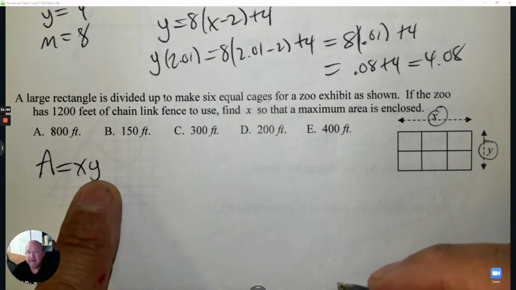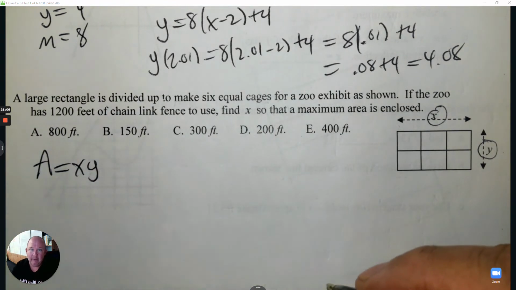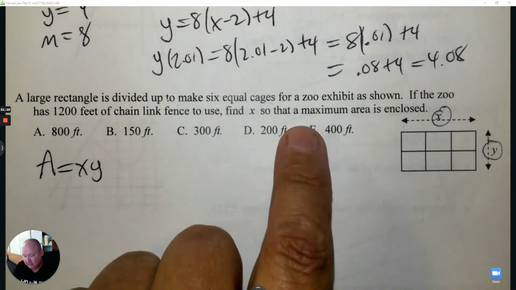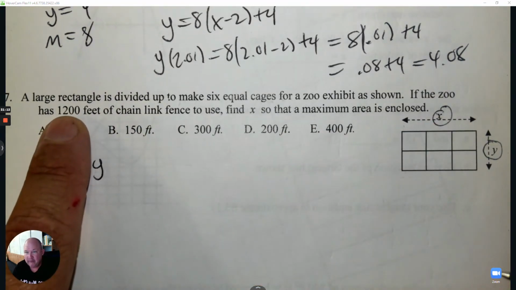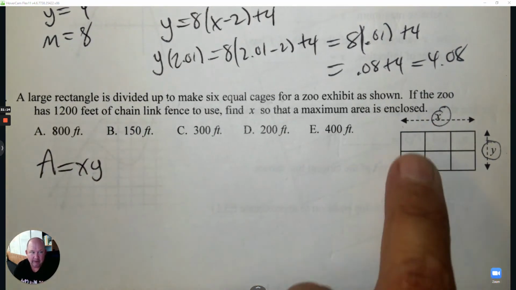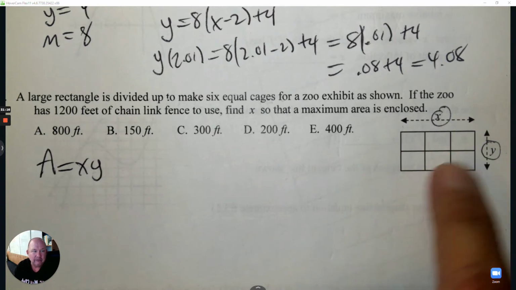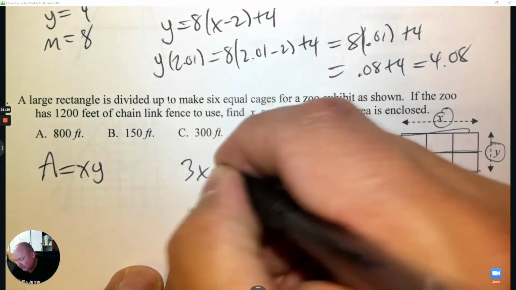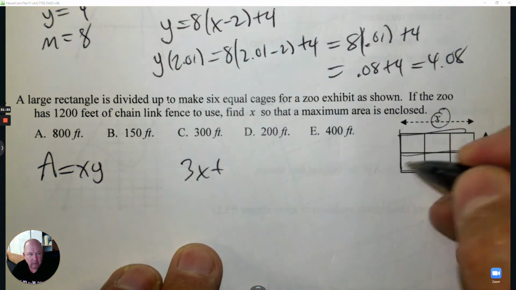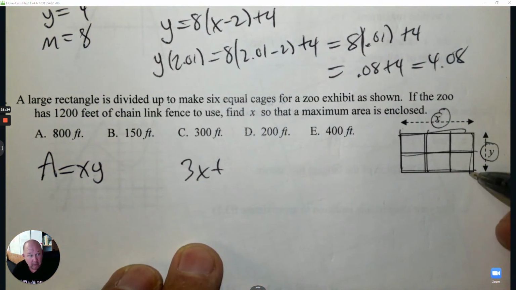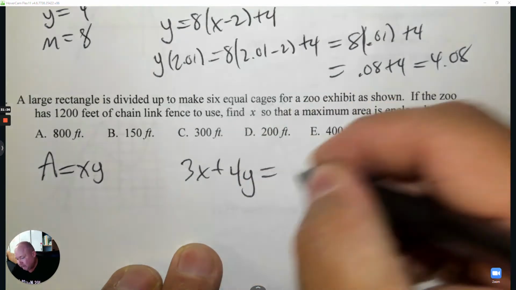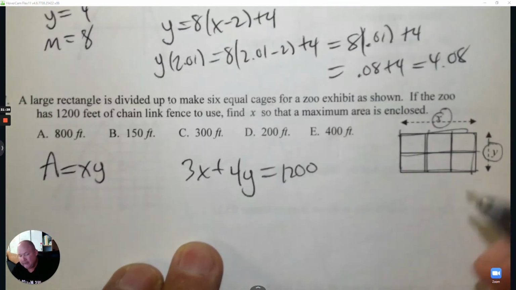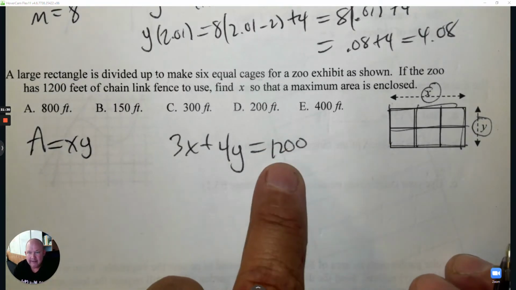We have too many variables here. We only want one variable, then take the derivative equal to 0 and so on. So we need to understand there's another sentence here about 1,200 feet. That's the chain link part. So how many x's? We have an x, an x, an x. So 3 x's. How many y's are there? 1, 2, 3, 4 of them. So you have 3 x's and 4 y's, and that makes up all the feet of fencing, and that's 1,200.